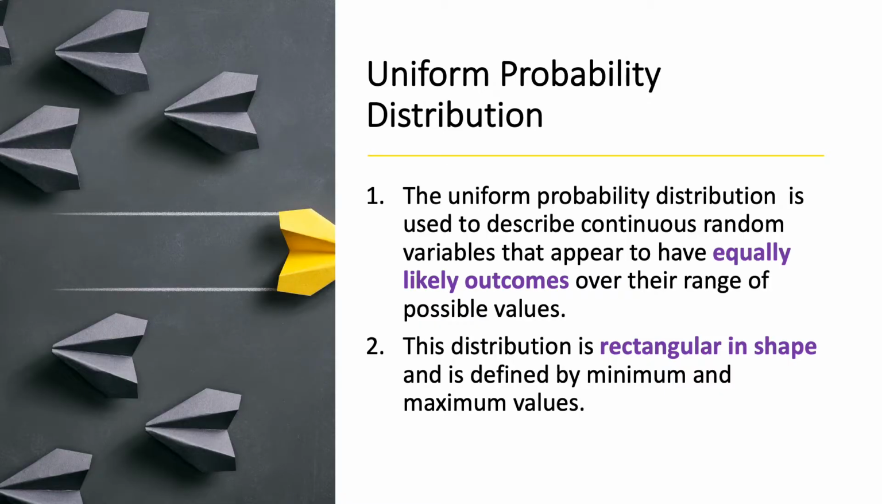The uniform distribution is used to describe continuous random variables that appear to have equally likely outcomes over the range of their possible values. The distribution is rectangular in shape and is defined by the minimum and maximum value. One thing I want to define right up front is that the area you're looking for in a uniform distribution is like the area of a rectangle. So in order to find the area, you simply do base times height. Keep that in mind. This is going to be the key to the uniform distribution.